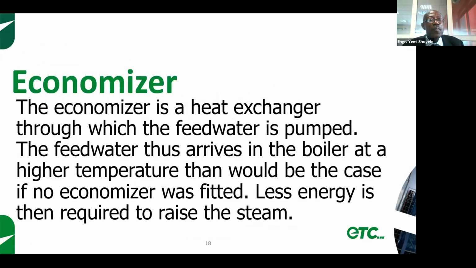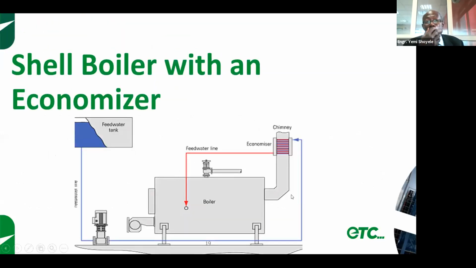Now, the economizer is another part of the boiler, another system. It is basically a heat exchanger through which water is pumped. So the feed water arrives at the boiler at a higher temperature than it would have if no economizer was fitted, and then less energy is required to raise steam. Okay. Now, you can have gas economizers on shell boilers, as you can also have on water tube boilers. Now, this is a shell boiler with an economizer. Okay. You can see the economizer installed at the exhaust pipe of the chimney.